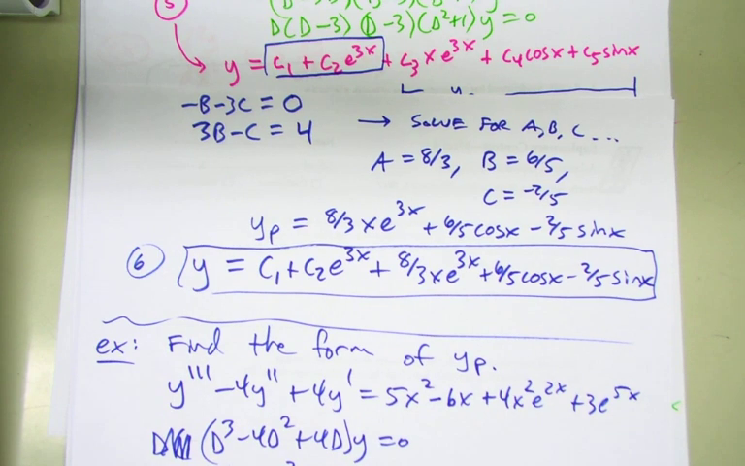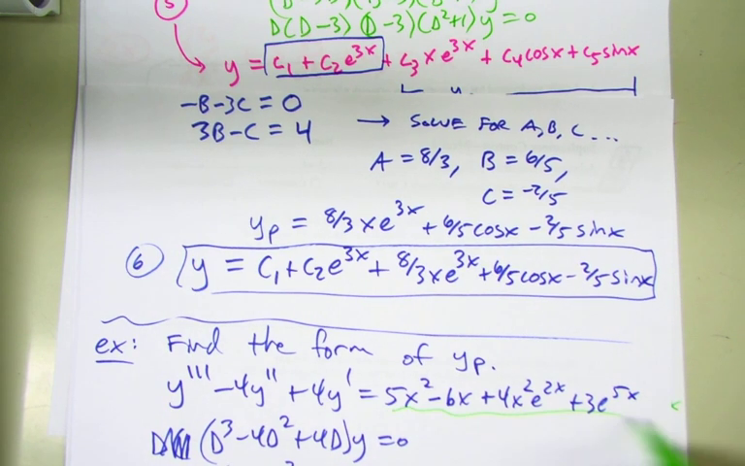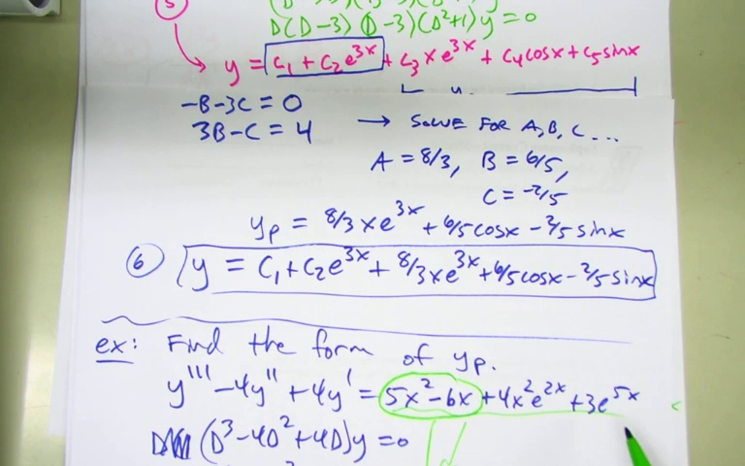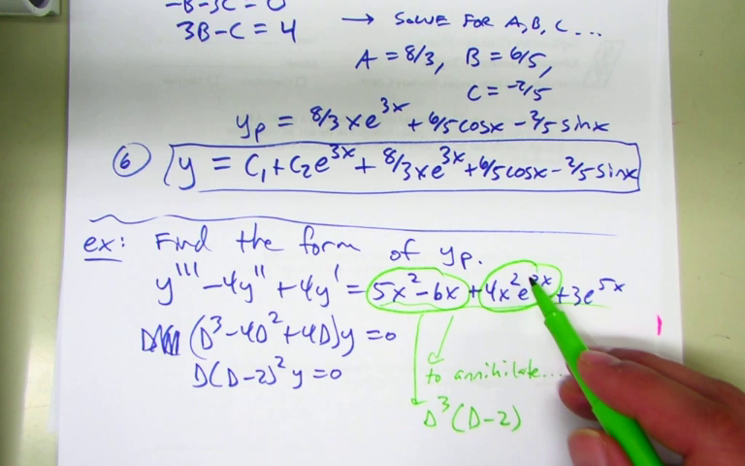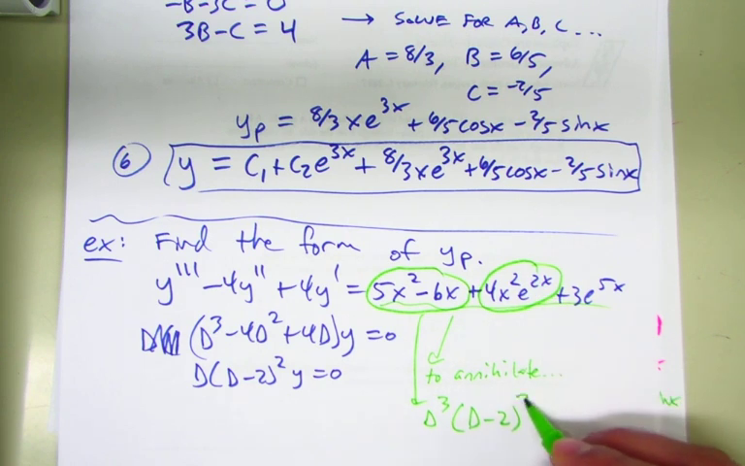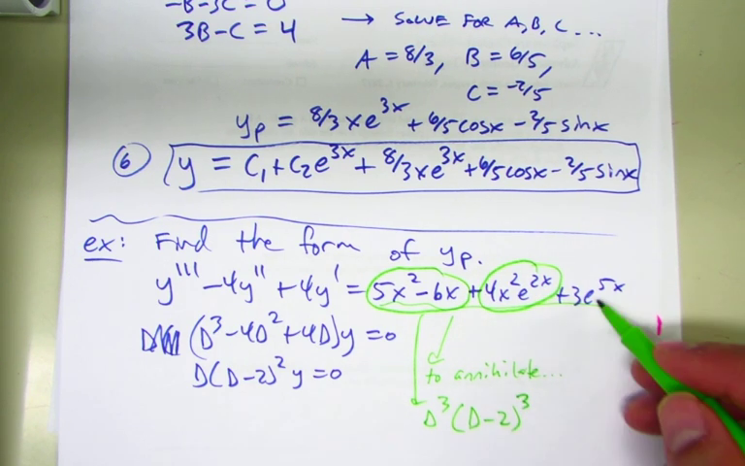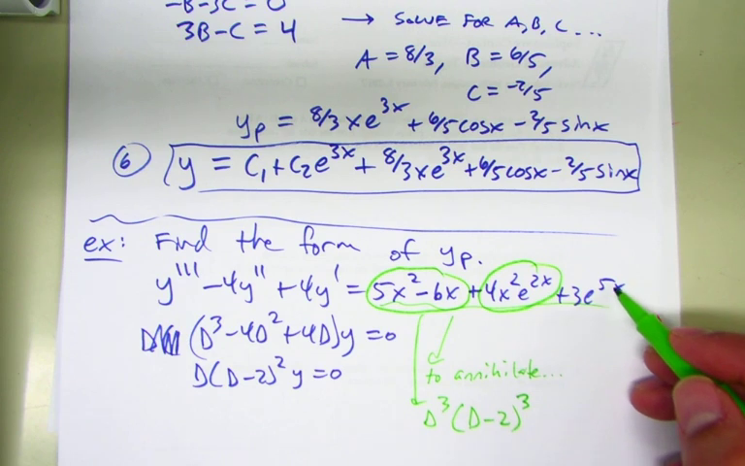Now I'm also at the same time going to look at this right hand side to annihilate. For this polynomial, we're going to use d cubed. For this exponential, it needs to be d minus 2. And since we have an x squared in front, that's going to have to be to the third power. And then we have just another exponential, e to the 5x, so that'll be d minus 5.